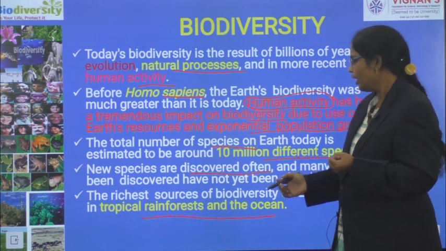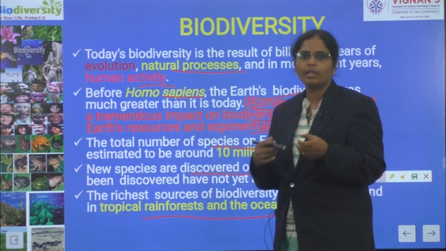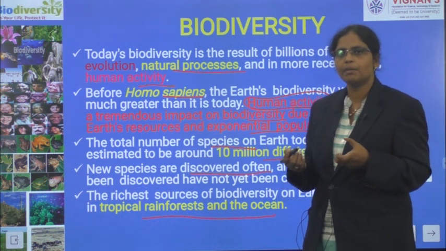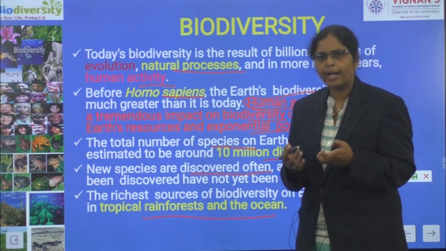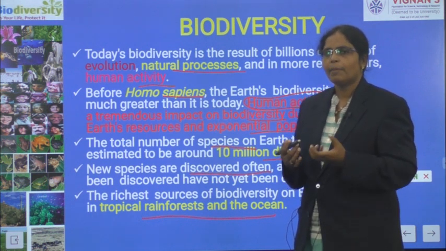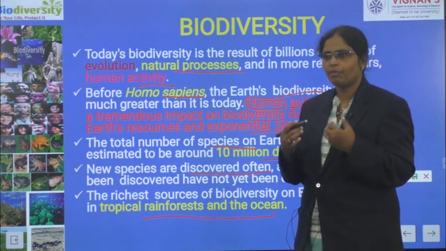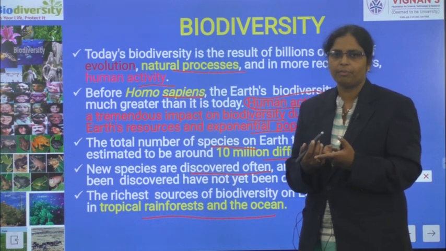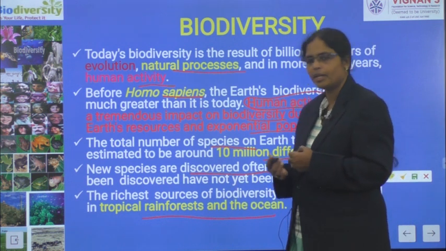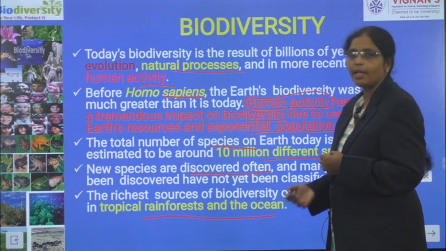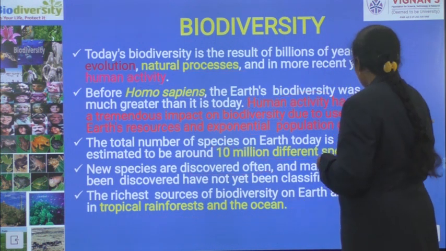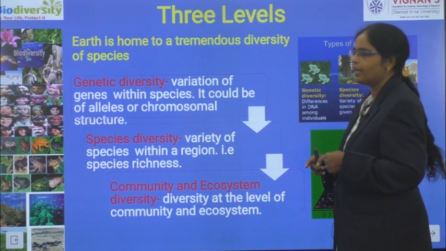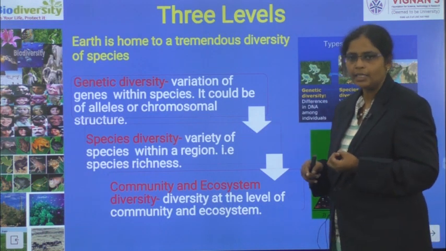Why? Because in the tropical rainforest the conditions, temperature, humidity and pH, are all favorable for plants, animals, microorganisms and insects, so we can observe a variety of biodiversity in the tropical rainforest as well as in the marine environment, nothing but the oceans. So we can observe a great richness of biodiversity on the earth.